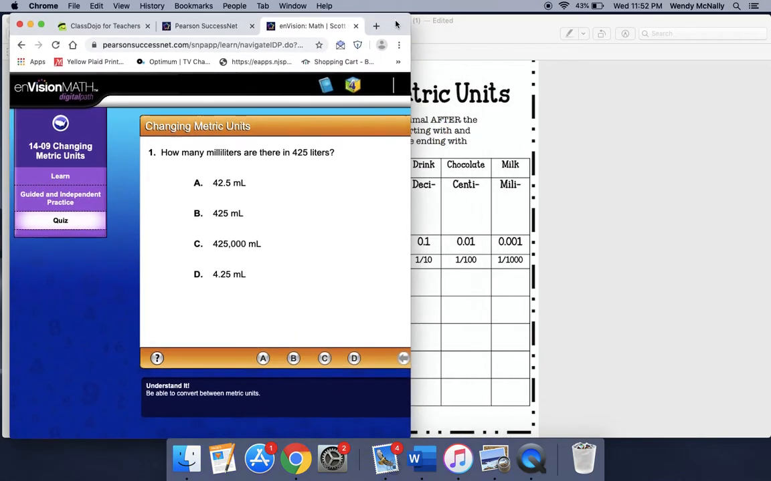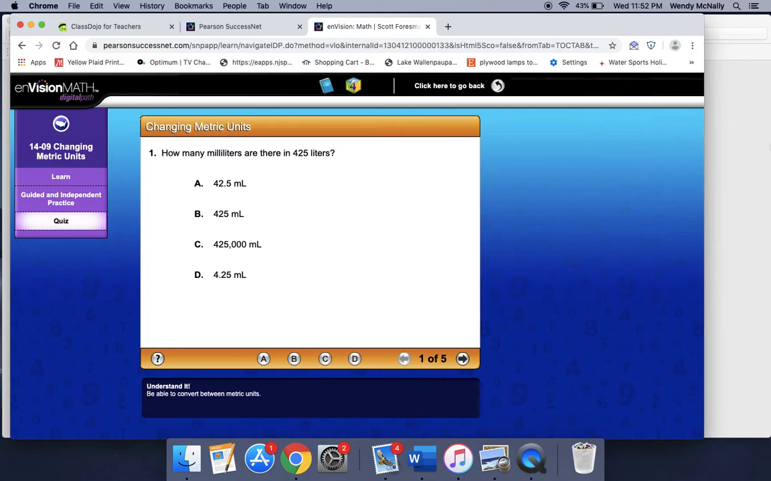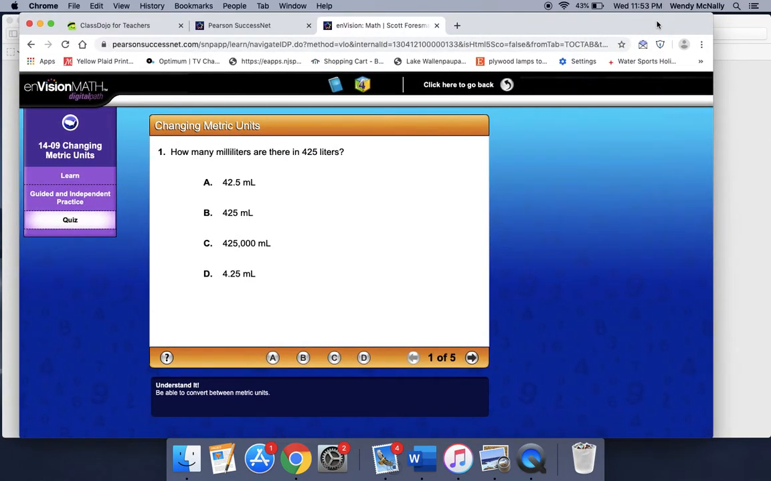Right. Hi, guys. So I wanted to go through a few practice problems together in this second video for today. Now, the reason I wanted to go through these practice problems together is I wanted to show you a different strategy that you can use in order to convert from one unit of measurement to another.